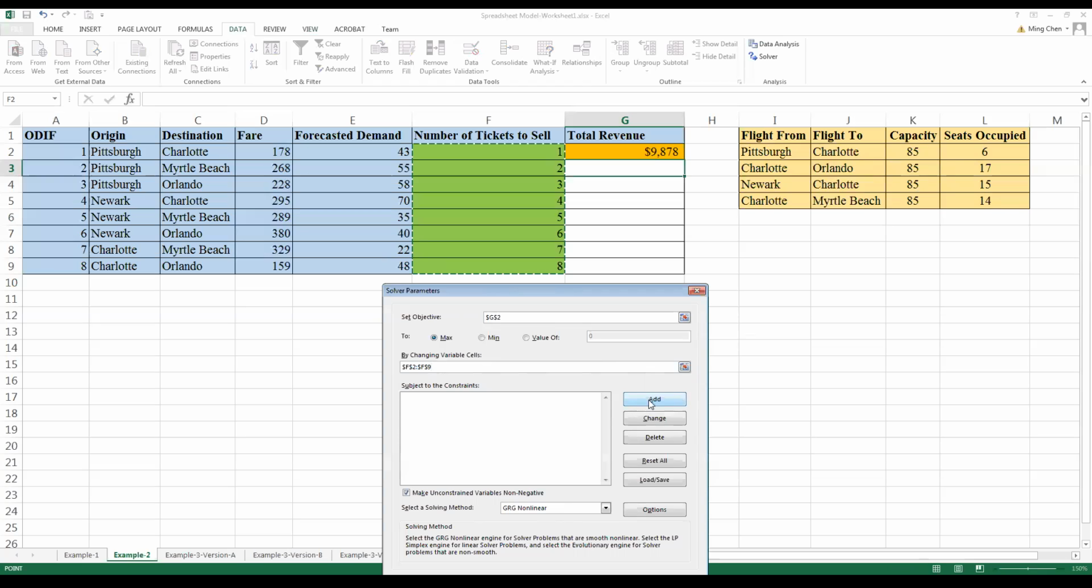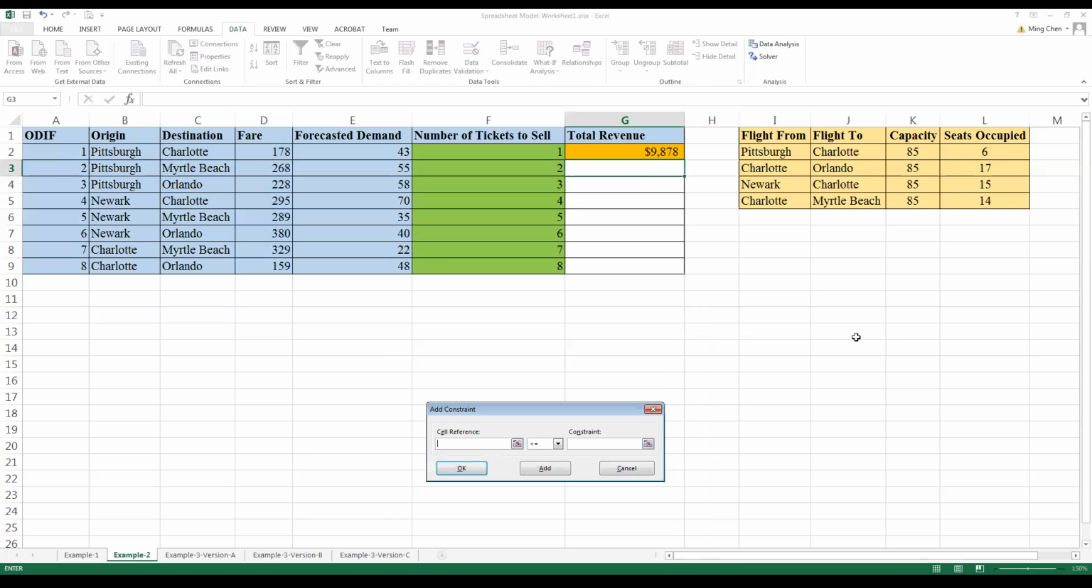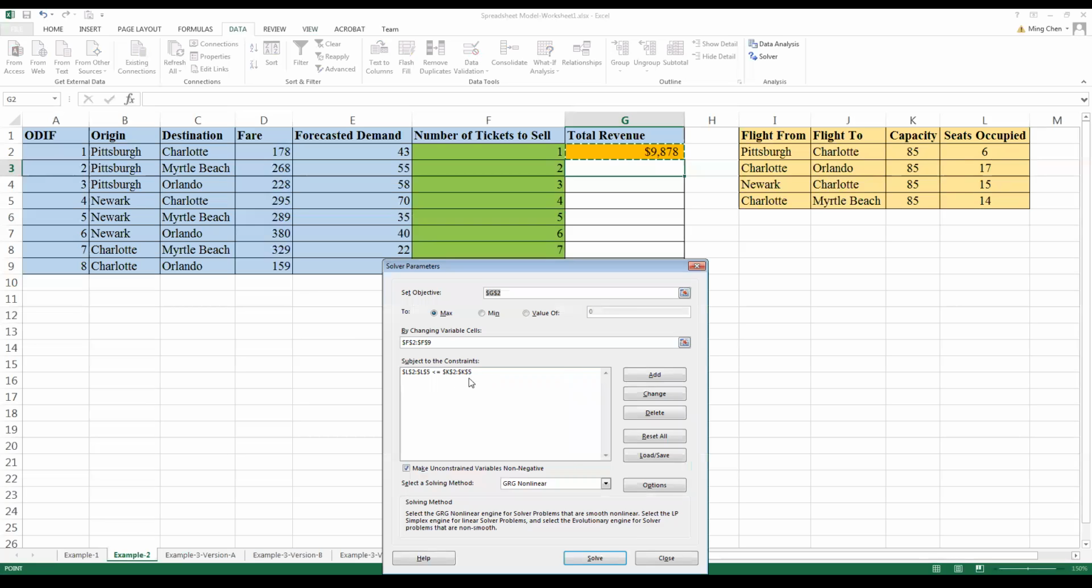So how to set up the constraint? The first constraint, click add. We want to make sure the number of seats occupied by passengers has to be less than or equal to, you don't have to sell every single ticket. There's no need to sell every single ticket, but you cannot go beyond the capacity. So the number of seats occupied has to be less than or equal to the capacity, which is at column K. So column L has to be less than or equal to column K. That's the first constraint.